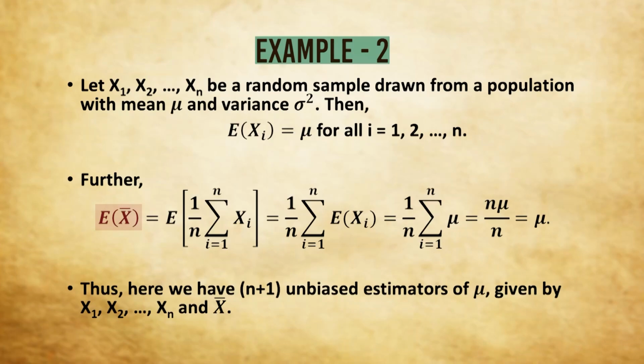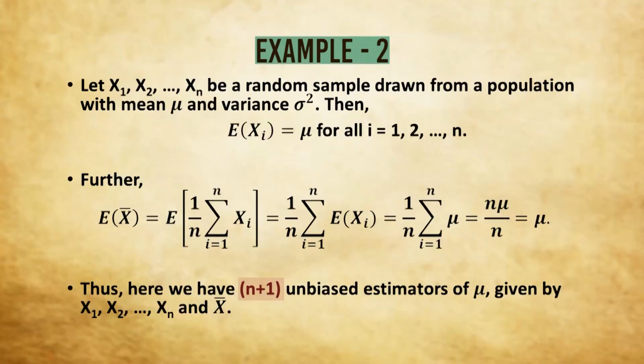So expectation of x bar, you can see the mathematics on your slide. It is expectation of 1 by n summation xi. Now we take expectation inside. So we'll get 1 by n summation expectation of xi. So we have got 1 by n summation mu, because expectation of xi is mu. So that means summation mu will be n mu. Mu is being added up n times. So n mu divided by n. So it will be mu.